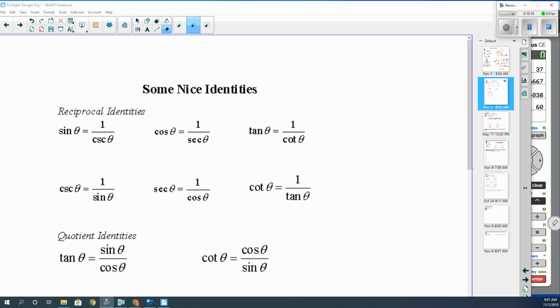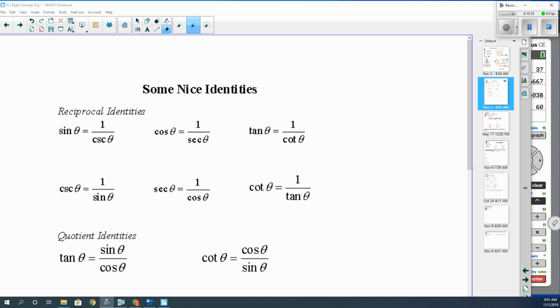Cosine and secant are reciprocals of each other. You just flip the fraction. Tangent and cotangent are reciprocals. The way that I remember which ones are reciprocals is that tangent and cotangent both have the word tangent in them. So the ones that both have tangent in the name are reciprocals of each other.